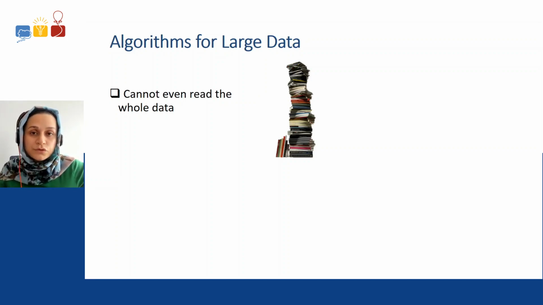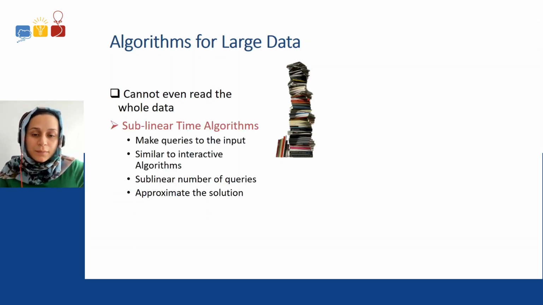For example, the input to our algorithm might be so huge that the algorithm can't even read the whole input. And sublinear time algorithms is a model of computation that is designed for this case. So here the algorithm is allowed to make queries to some parts of the input and solve the problem approximately. This is a little bit similar to interactive algorithms that you might have seen. So the algorithm can make queries to parts of the input, and the total number of queries is what we care about.